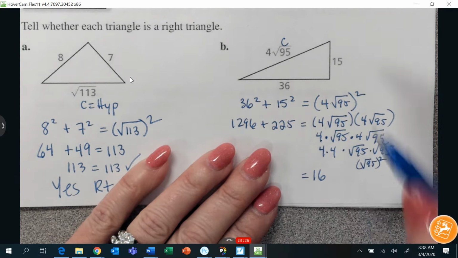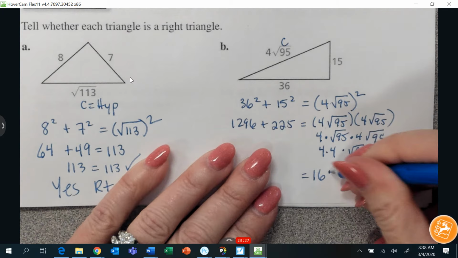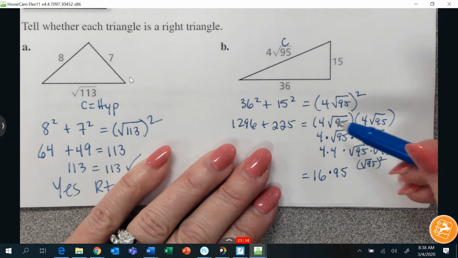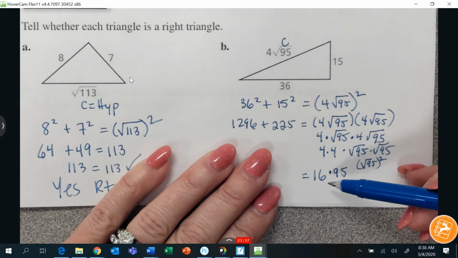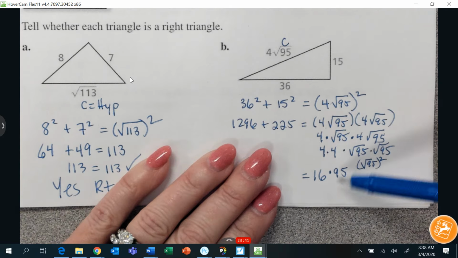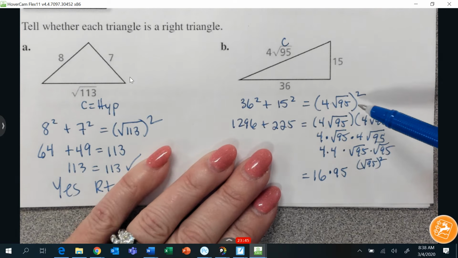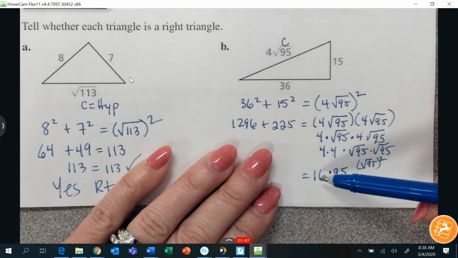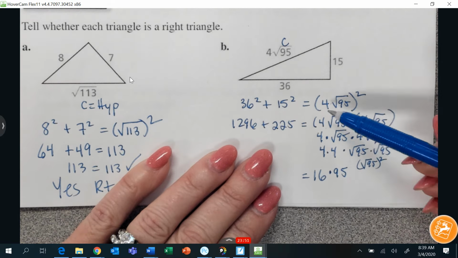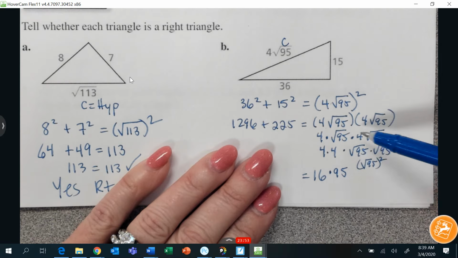So that's just 95. Now, you do not have to do this work every single time. I did this work so you could see why the 4 became a 16. I think you can see why the square root of 95 changed into 95. People forget the 4 and they don't make it a 16. They leave it a 4 and then they get the answer wrong. So I just want to make sure we know that there's 2 4s multiplying here.